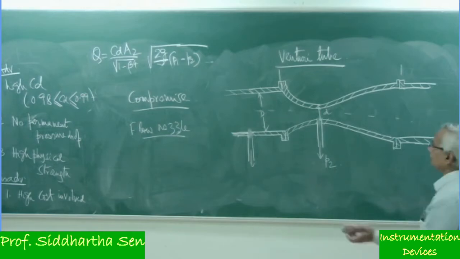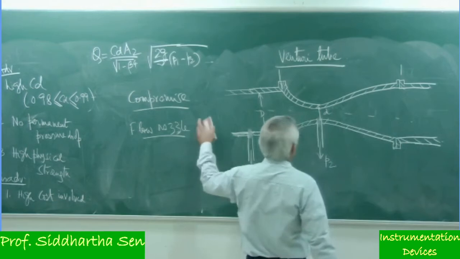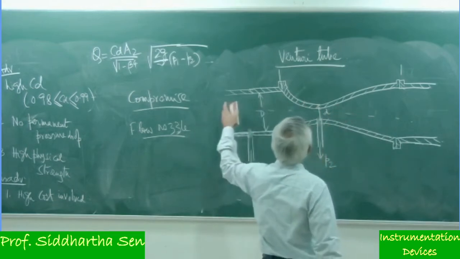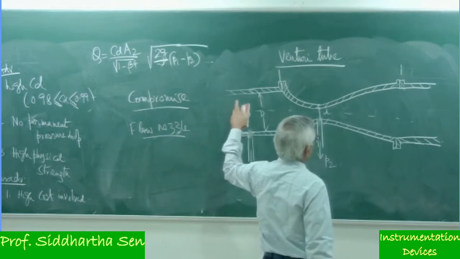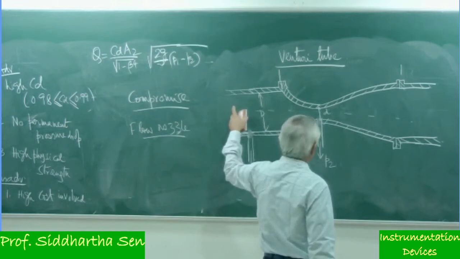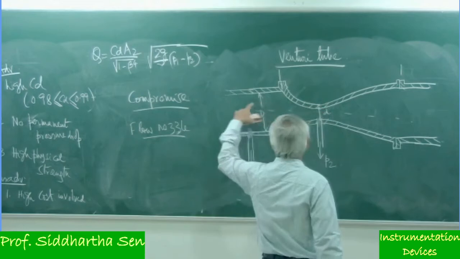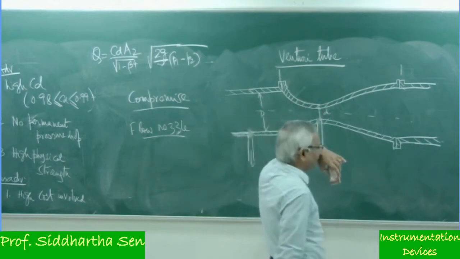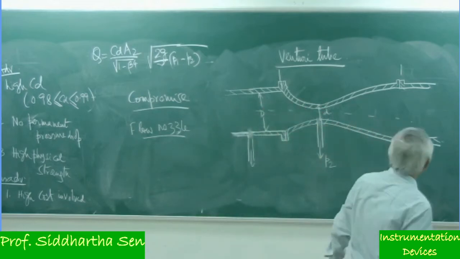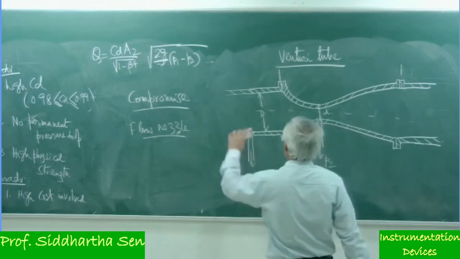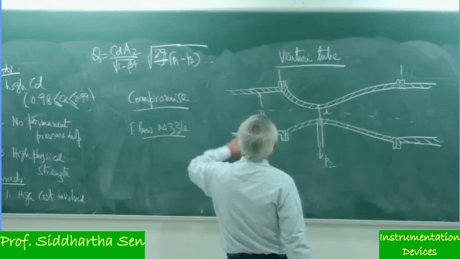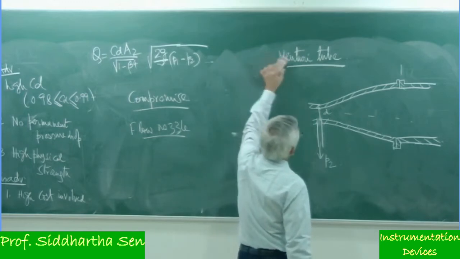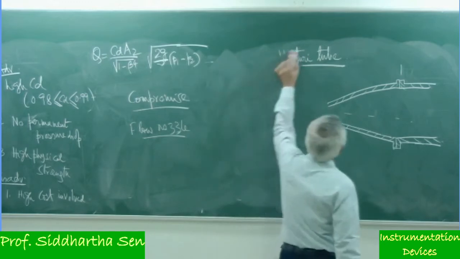Next, obviously, all these things have to be placed in a horizontal line. If there is an angle, then some correction is always needed, unless it is taken care of that it is not horizontal. Definitely we require this, otherwise it will give you some erroneous reading.